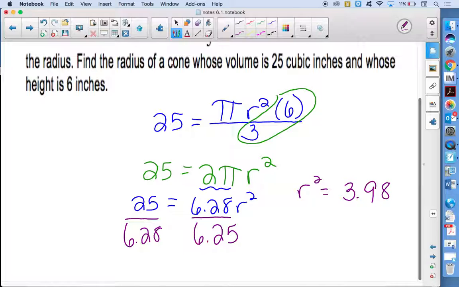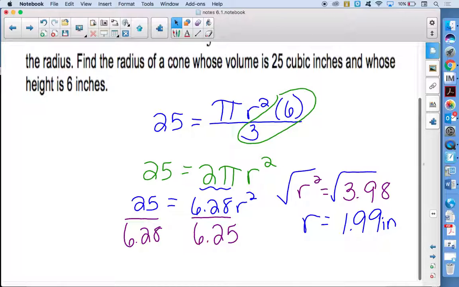And then the last step, Maddie, to get r by itself? Square root it. Perfect. So r is? 1.99. Yeah. So about 1.99, and this is in inches. It's almost 2 inches. Does this get a plus or minus with it? We took a square root. No, because it's inches. I can't have a negative amount of feet or inches. I can't have a negative space for anything. So about 1.99 inches for the radius.